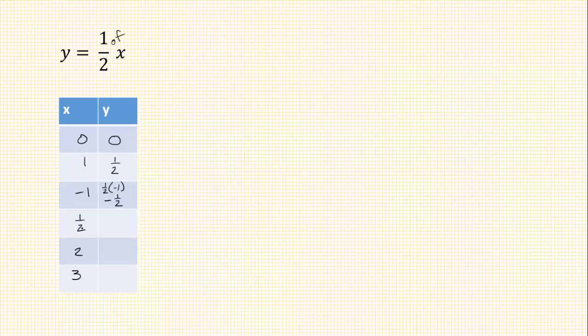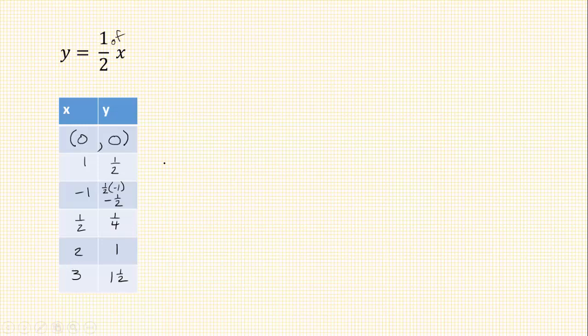And we talked about half times a half, or half of a half, just a minute ago. That's 1/4. And 1/2 of 2 is 1. 1/2 of 3 is 1.5. Now that gives us a few points. Each of these is actually now an ordered pair that you can display on a graph.